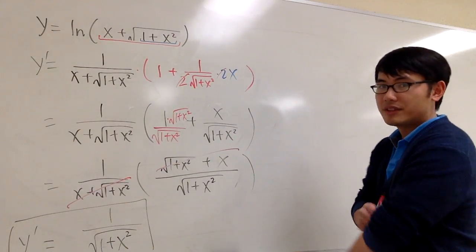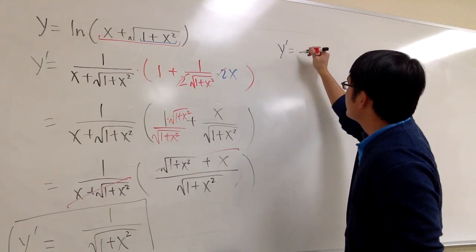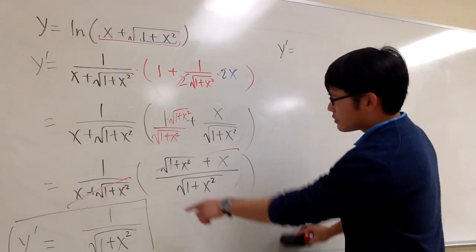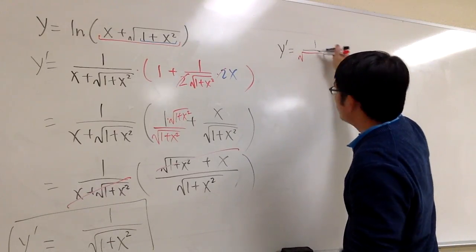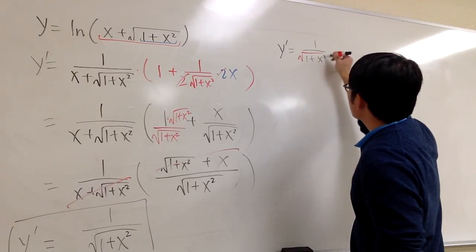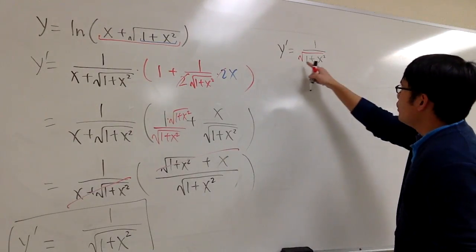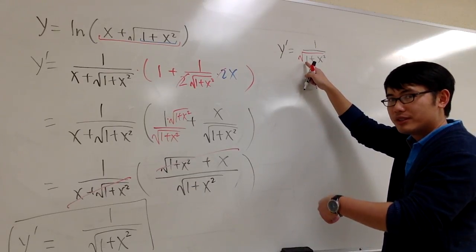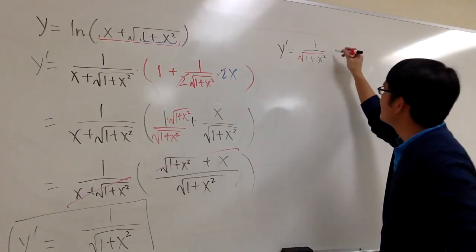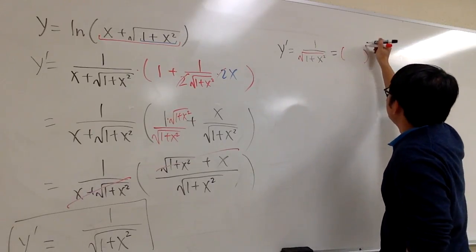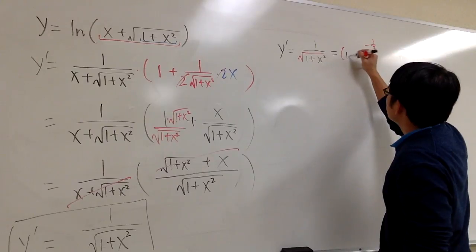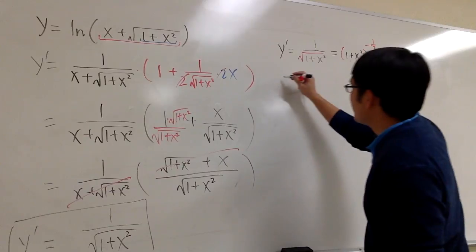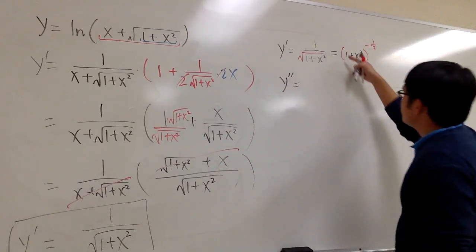And now to get the second derivative, this is what we do. Y prime, we know this is going to be 1 over square root of 1 plus x squared. However, we can look at square root as 1/2 power, but it's in the denominator, so what we need to do is bring that up, and then we can look at this as to the negative 1/2 power, and then we have the inside, 1 plus x squared.